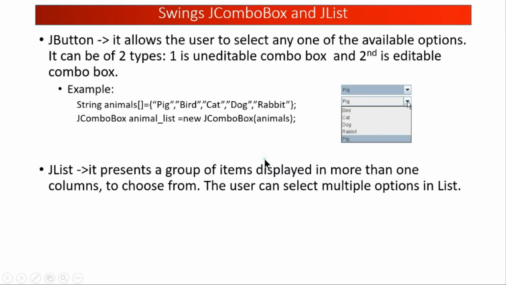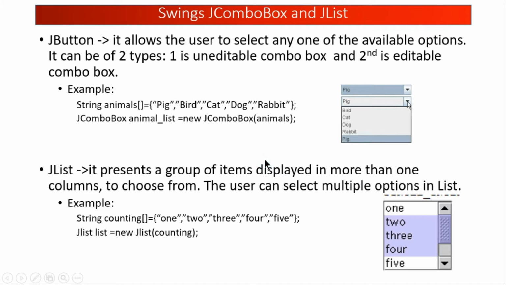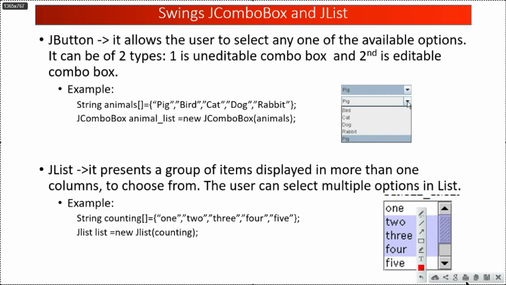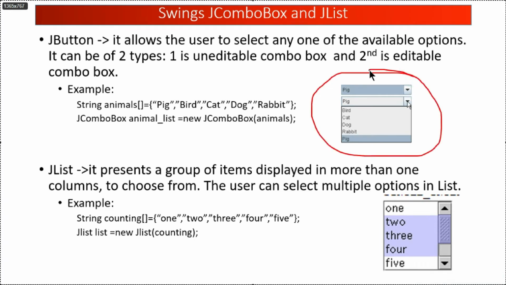Now swing JComboBox and JList. Combo box is used to select any one option from the available ones, as you can see here. A drop down is given. When you click on that drop down, multiple options are there. You can select any one of the options, but you can select only one option. You cannot select more than one option.